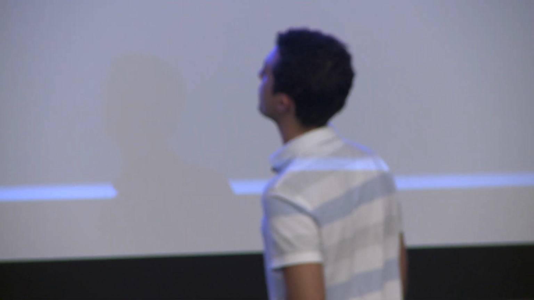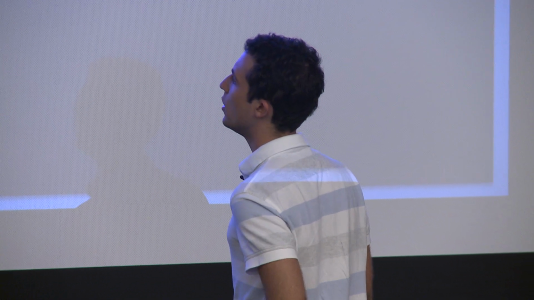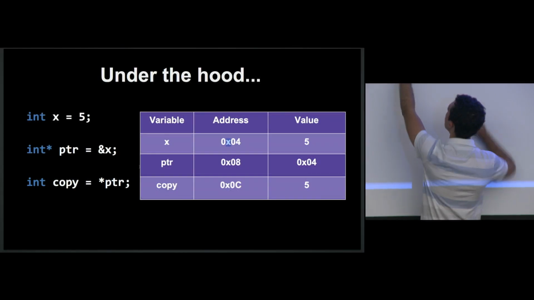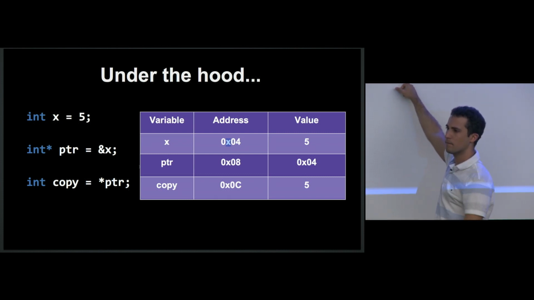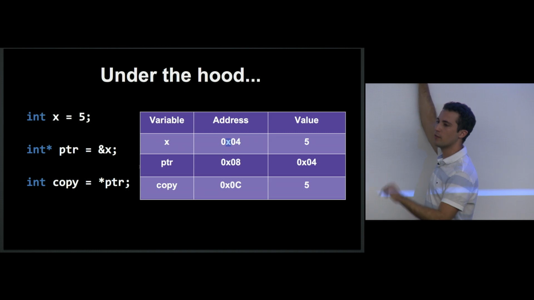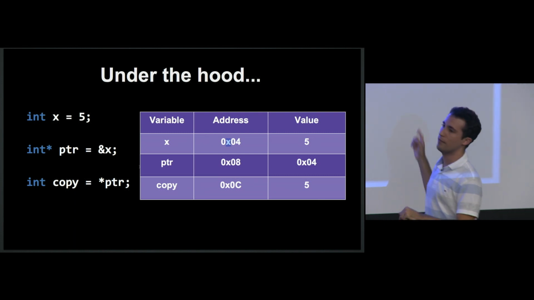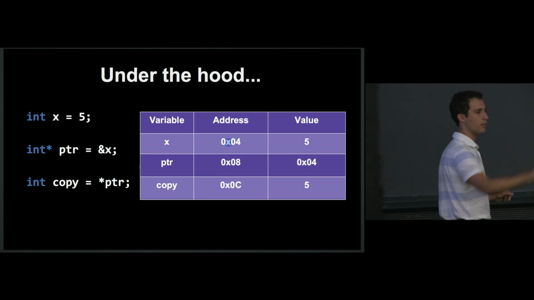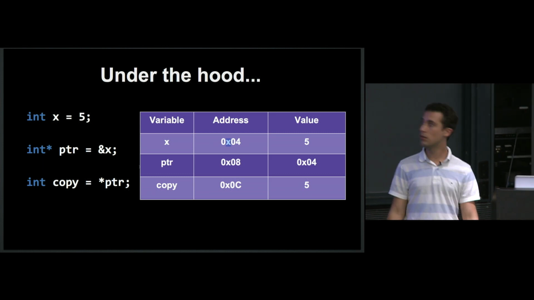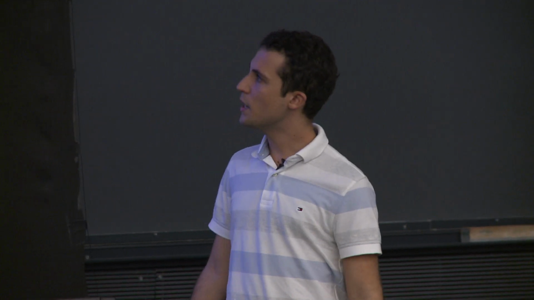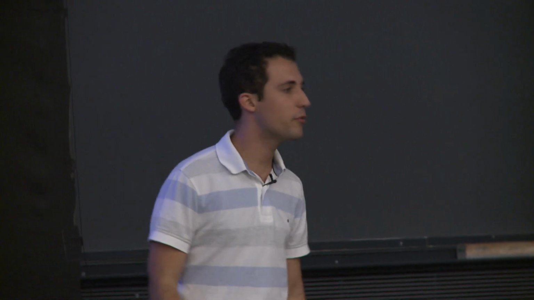Yes? Why isn't int copy returning 0x04? Why isn't that its value? Because what is the value of PTR? 0x04. What happens if you go to 0x04? What do you get? You see? Yeah. So you get 5. So copy is going to have 5, if that makes sense. Yes? Could we have gotten 5 in the value box of copy if we put int copy equal to x? Yeah, that would have done pretty much the same thing. But this way we can pass addresses to functions, and that's the cool thing we're going to do right now.